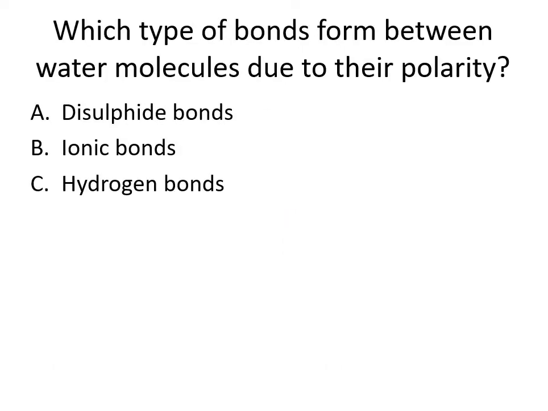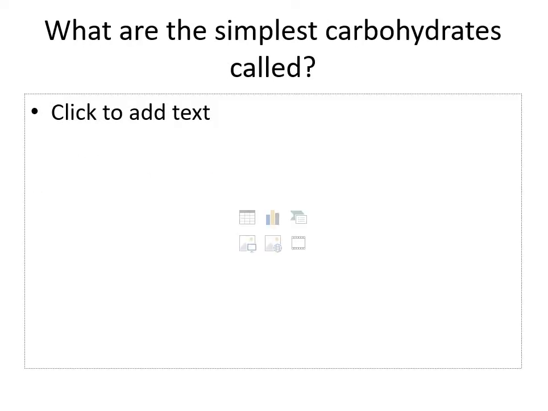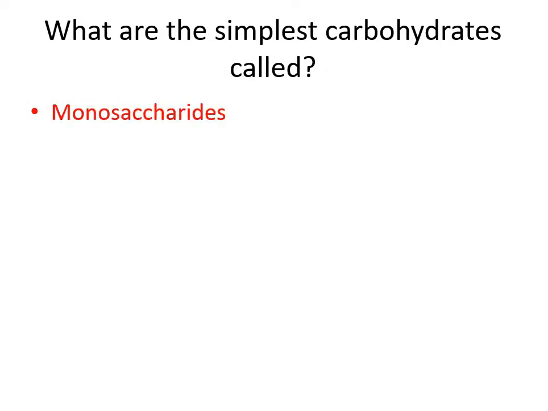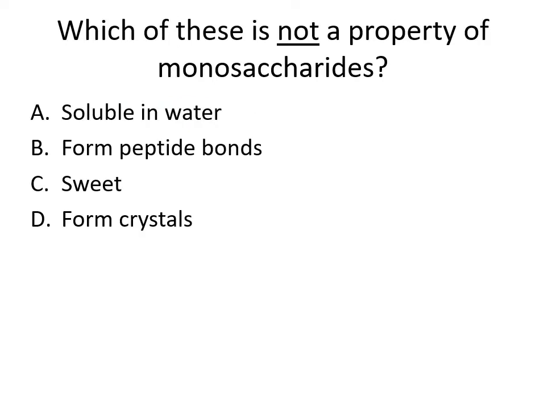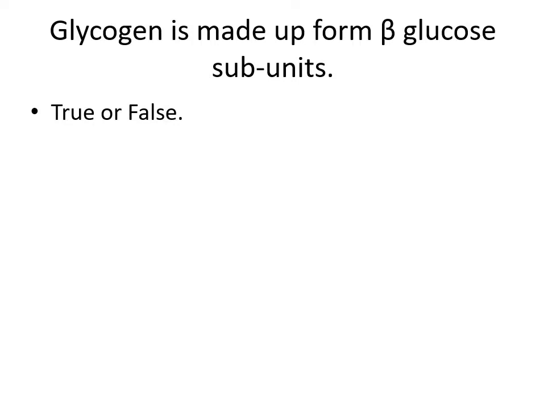So our first question will be, which type of bonds form between water molecules due to their polarity? And it's C, hydrogen bonds. What are the simplest carbohydrates called? Monosaccharides, that's one sugar. Which of these is not a property of monosaccharides? So it's B, they can't form peptide bonds, that's in proteins.